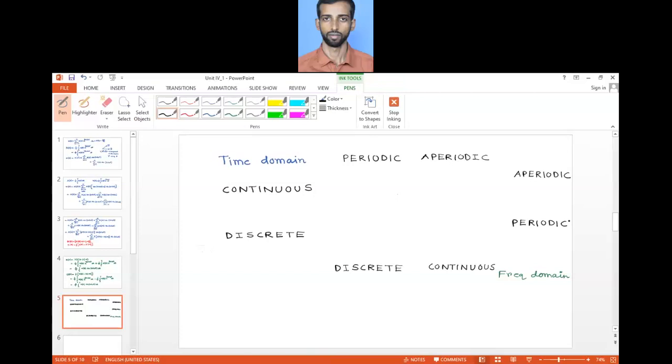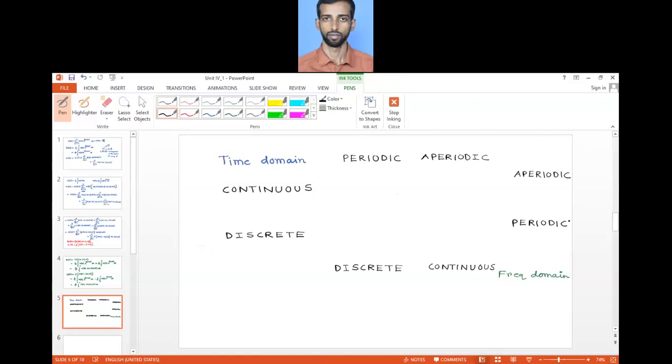In the time domain, signal can be continuous, discrete, periodic or aperiodic. In the frequency domain, signal can be discrete, continuous, aperiodic and periodic. Now, depending upon the appearance of the signal in the time domain, we can readily identify what should be its appearance in the frequency domain and what type of analysis we are going to perform.